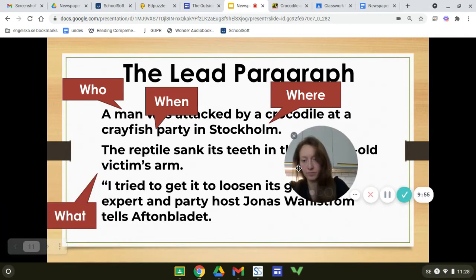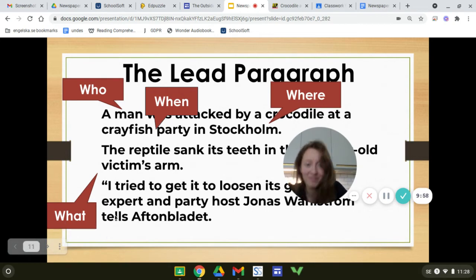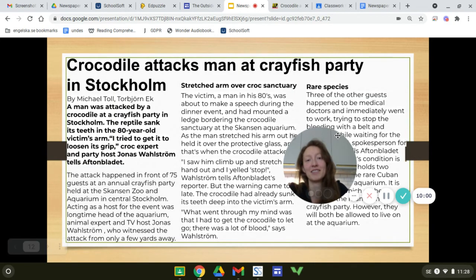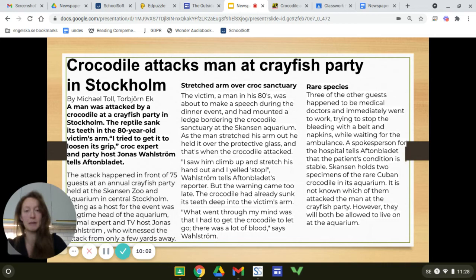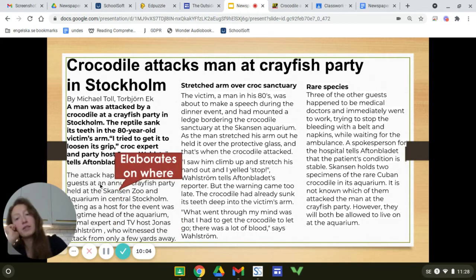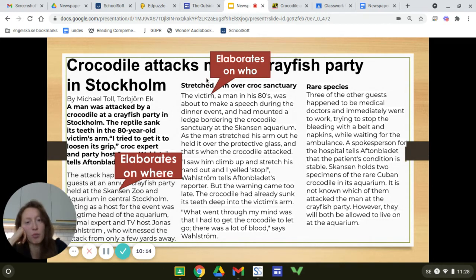All right, so let's look at the article again. This first part of the rest of the article elaborates on where. It tells you more about it. Oh, okay, Skansen Zoo and aquarium. Oh, okay, Central Stockholm. This part elaborates more about the victim, who it was. Oh, okay, so he's in his 80s. It never says his name, though. That's a little weird. Maybe in this case, the guy just didn't want to be named. I don't know.